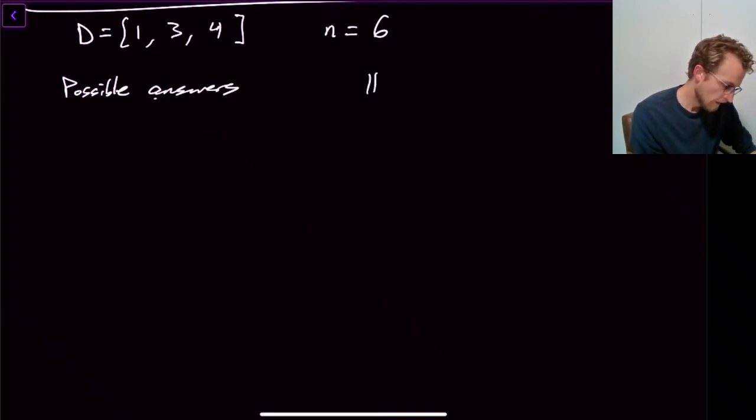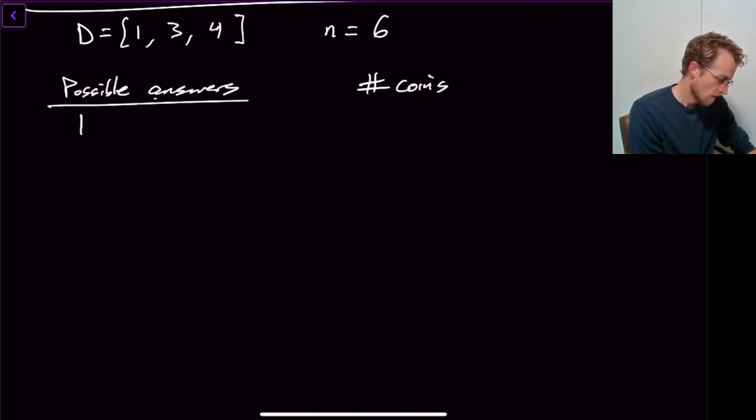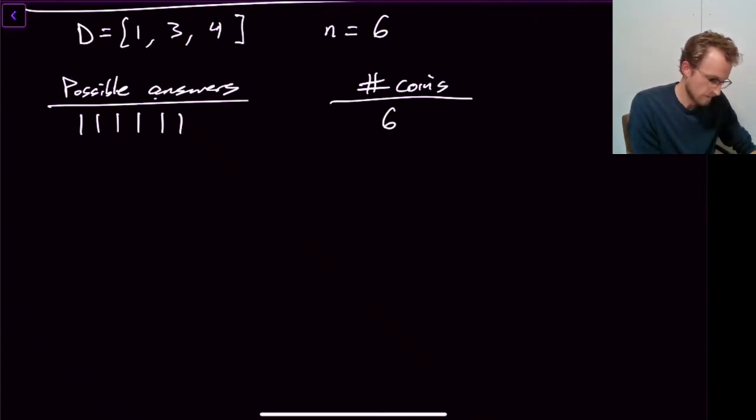And then for each of these, let's write down how many coins total it uses. So, number of coins. Our possible answers: this is always going to be an answer, we could always have just 6 ones. So that answer would look like this. We've got 6 ones, and the number of coins used here would be 6.